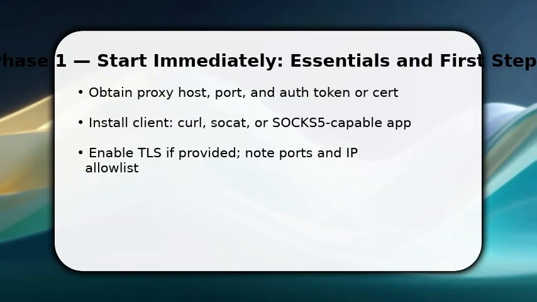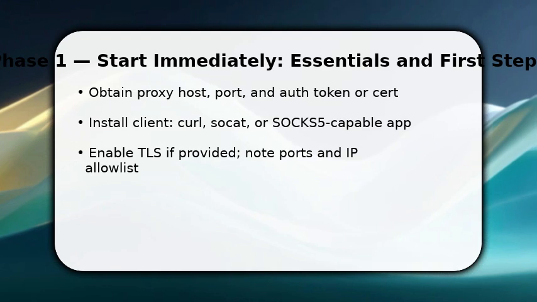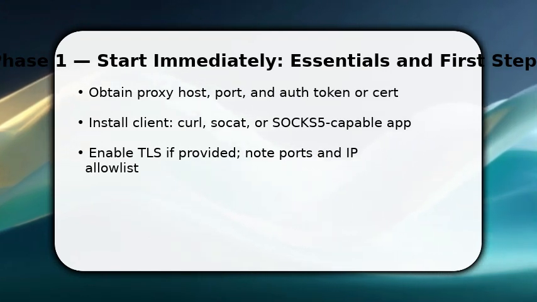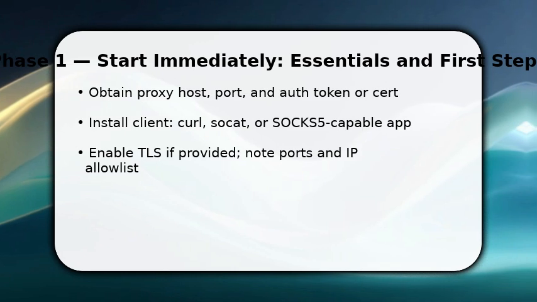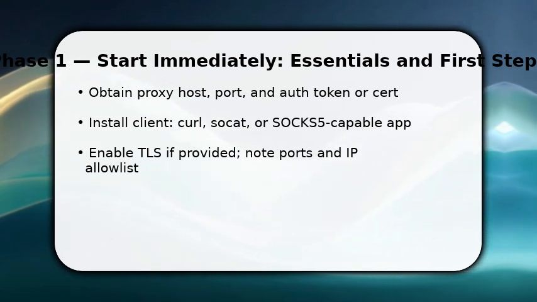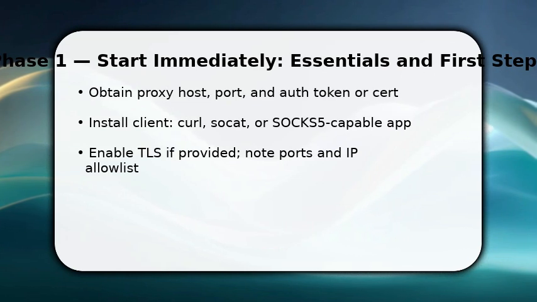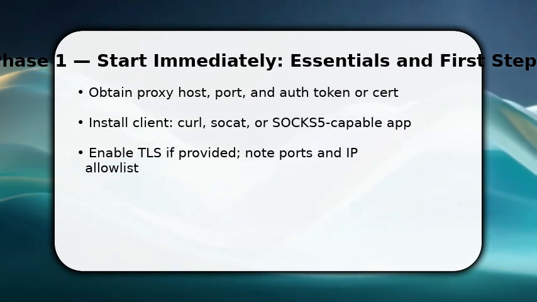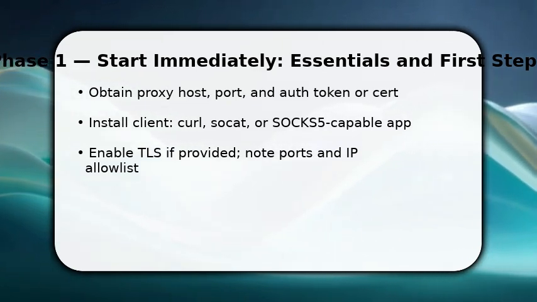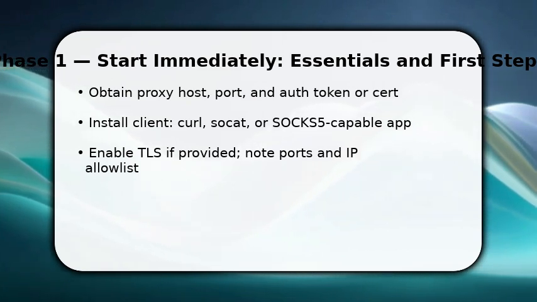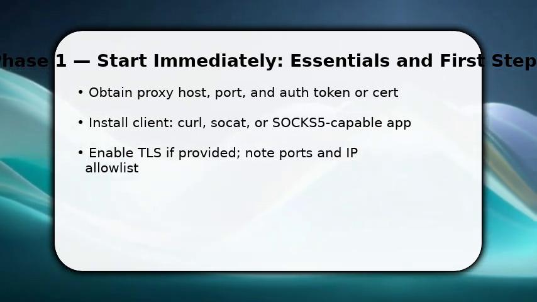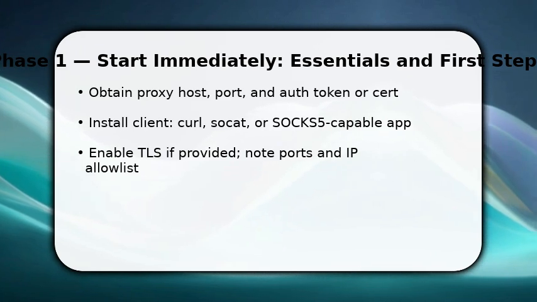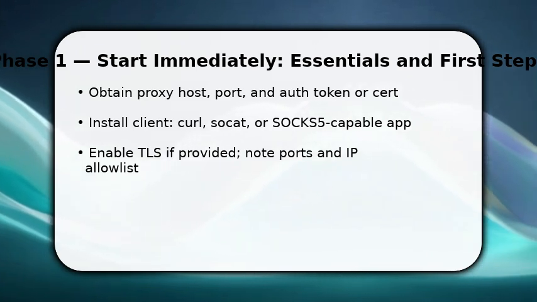You start by verifying prerequisites: the proxy host, port, and either an auth token or certificate. Install a client that supports SOCKS 5 or HTTP proxying, such as curl or a Lightning-aware client. Once done, place the cert or token in a secure folder and set file permissions. This prevents accidental leaks. Now edit the client config to point at host, port, and enable TLS if offered.